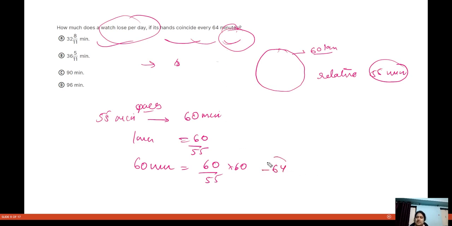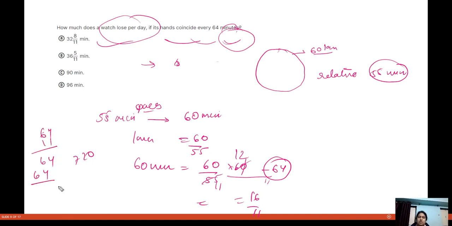So let us just subtract this here. We'll get 16 by 11. You can do this and check. This will go 12 times, this will go 11 times. You take the LCM, you will get 720. When you multiply this by 11, you get 704 by 11. So you will get this as 16 by 11.